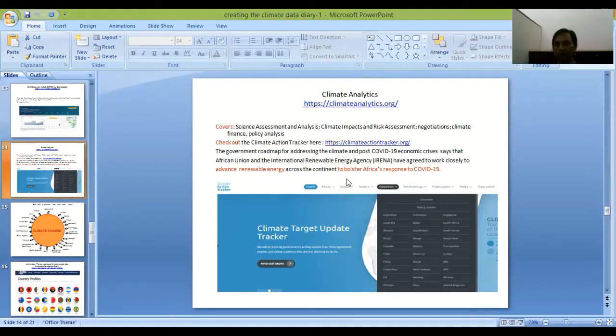Climateanalytics.org is, again, a very resourceful website with interesting numbers. It has an interesting tracker on climate change and what countries are doing to mitigate the challenge. It has policy analysis, and they come up with things regularly. It gives you an assessment of the climate challenges, country-wide, continent-wise. Okay.